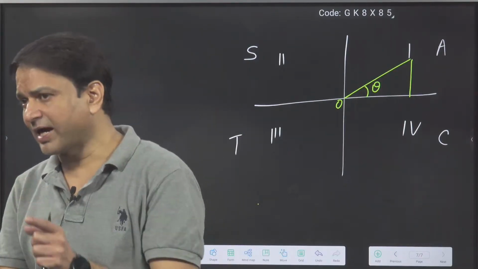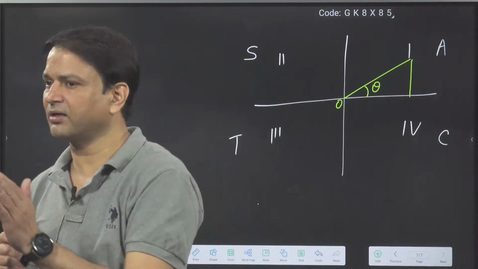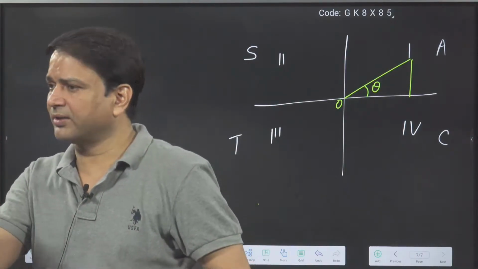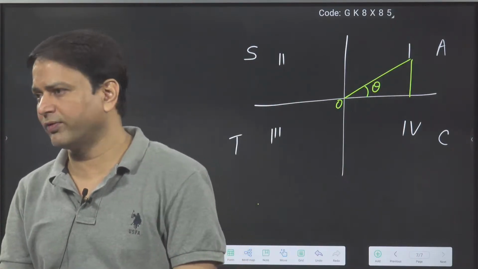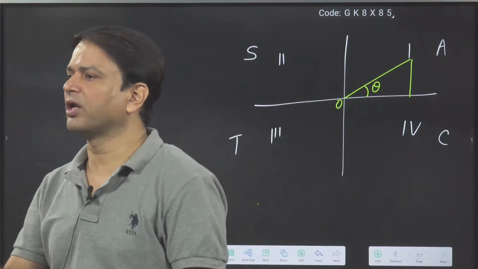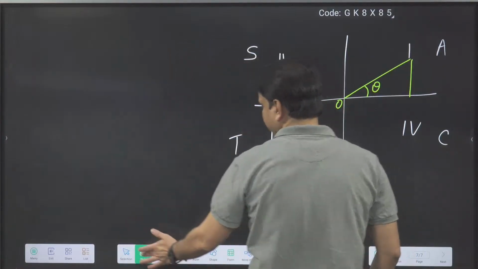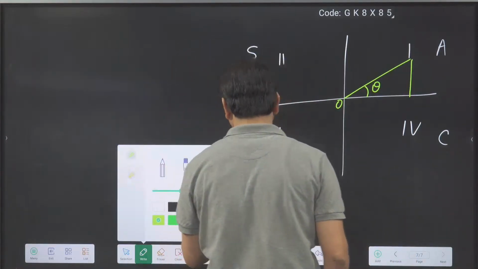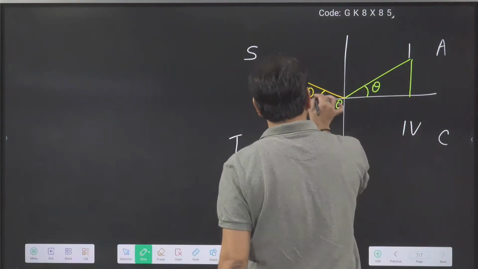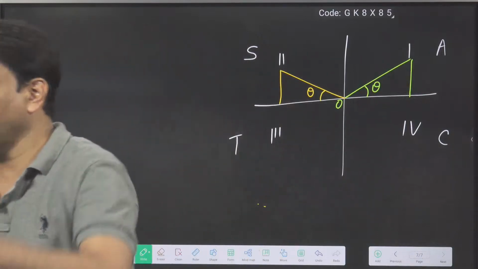For this triangle the base is also positive, because on the right-hand side the x coordinate is positive. That's why cos also we will get positive, and similarly tan also positive. So in the first quadrant all are positive. Then suppose I make the same triangle in the second quadrant. I am not changing any angle or any side, I am only making it in the second quadrant. Everybody got it or not?